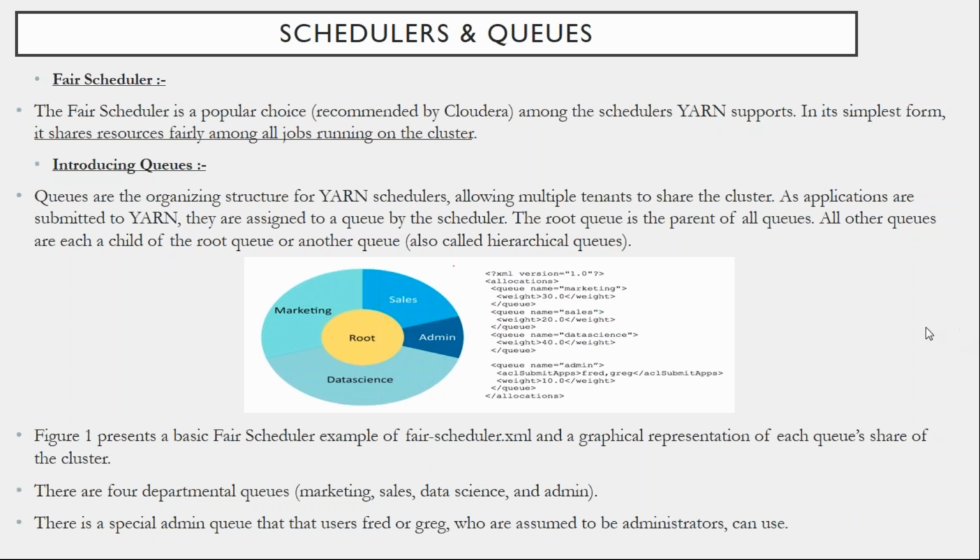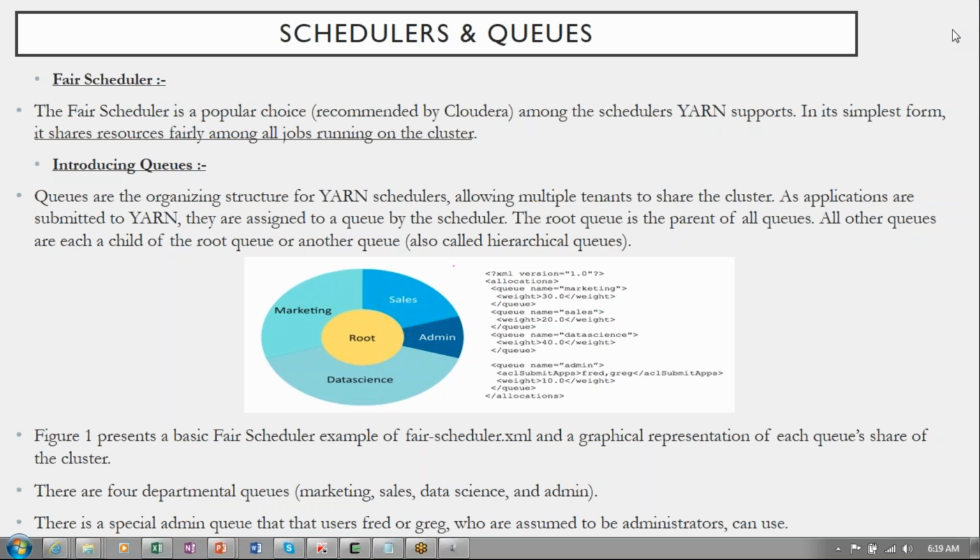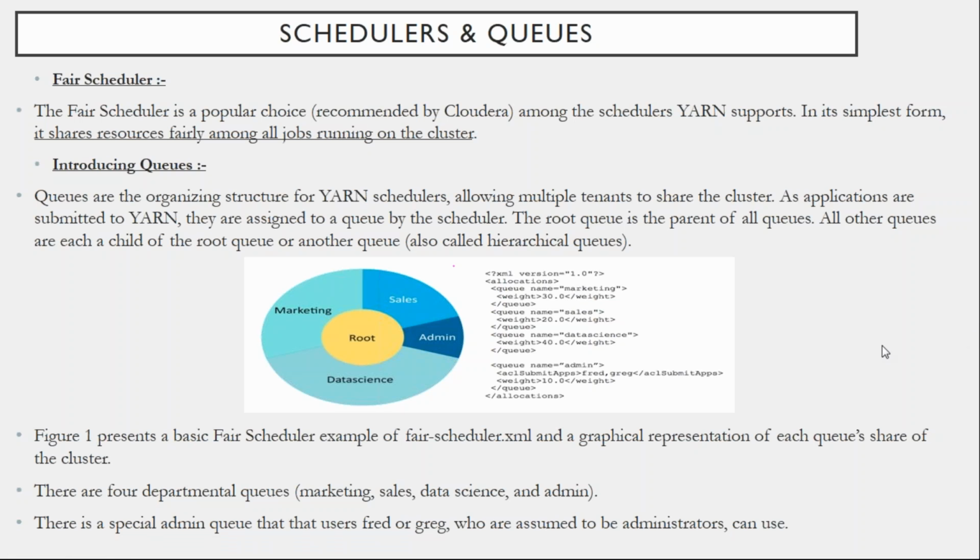This queue is also nothing but the way you are giving it to run. For example, this is your marketing. Okay, the weight of marketing is 30. This is your sales, weight is 20. This is your data science, whose weight is 40. You have admin, whose weight is 10. So 30%, 20%, 40%, 10%. So if we have 100 GB RAM, 30 GB will be used here, 20 will be here, 40 will be here, 10 GB will be here.